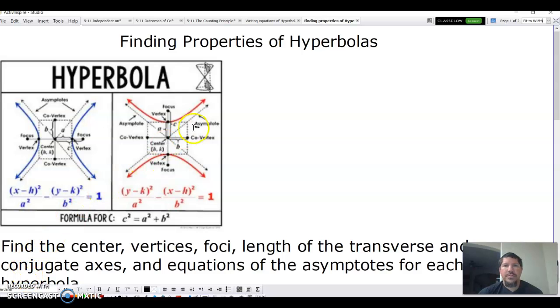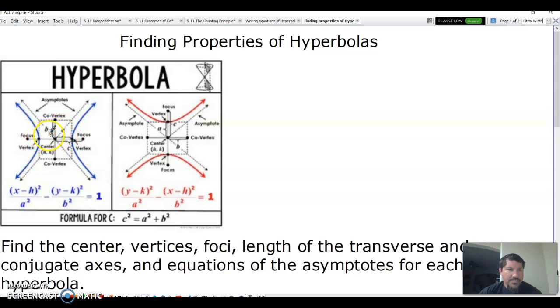Alright, so this is going to deal with the last of our conics, which is hyperbolas. Hyperbolas look like two parabolas. They have asymptotes. If we were graphing it by hand, we would have to draw this rectangle, which deals with A, the distance from the center to the vertex, and B, which is from the center to what would be the co-vertex.